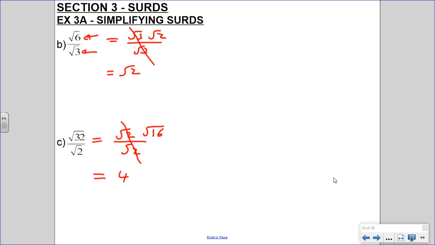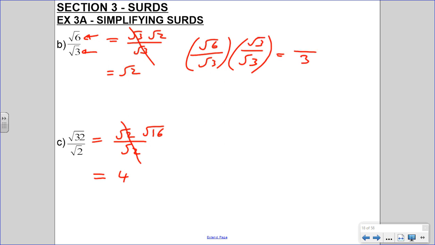If you couldn't spot that though, what you could do is what's called rationalizing the denominator. So obviously what we've just done is much quicker, but rationalizing the denominator, to make an irrational number rational, you just need to times it by itself in general. So root 3 is irrational, so you times the bottom by itself, but if you do that to the bottom, you need to do it to the top as well. And your root 3 times root 3 just becomes 3.